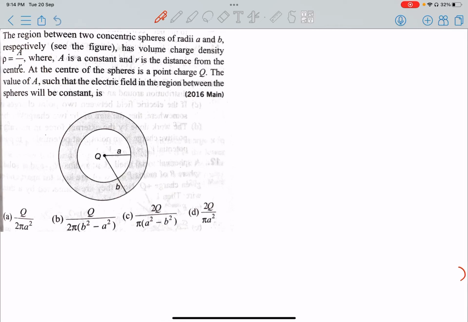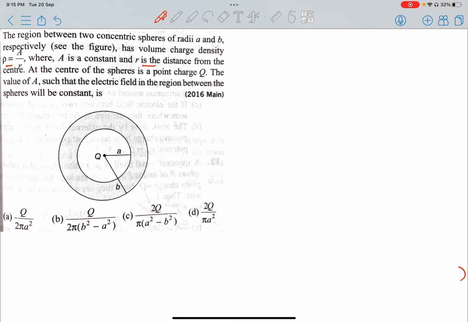Hello everyone, so today we'll be solving a problem from Gauss's law from electrostatics. The problem is as follows. The region between two concentric spheres of radii A and B respectively has a volume charge density rho equal to A by R, where A is constant and R is the distance from the center.